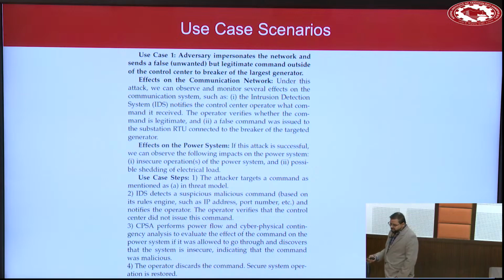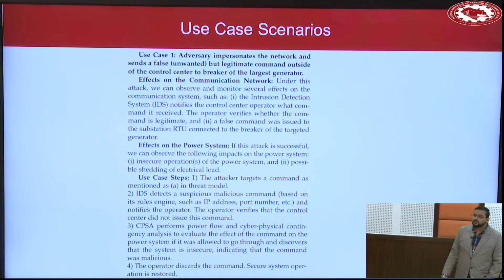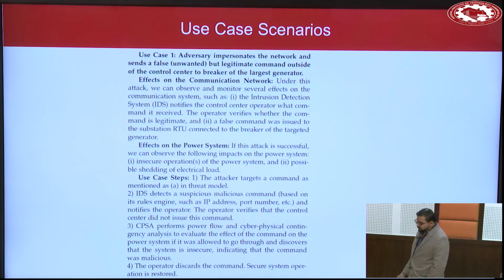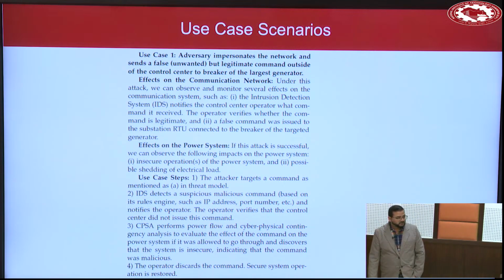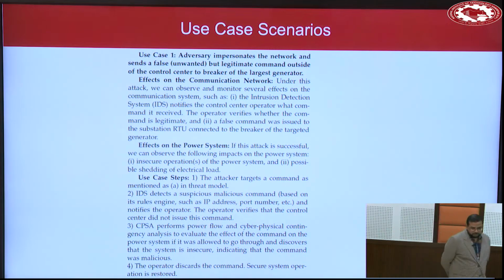Now, we need to understand what the effect on the communication network will be. So we have the communication network and the power system network. Under this attack, we can observe and monitor several effects on communication systems, such as, we believe we have some kind of IDS in place. The intrusion detection system notifies the control operator what command it receives. The operator verifies whether the command is legitimate. And second, the false command was issued to the substation RTU connected to the breaker of the largest generator. So we assume there is an IDS in place that can help us.